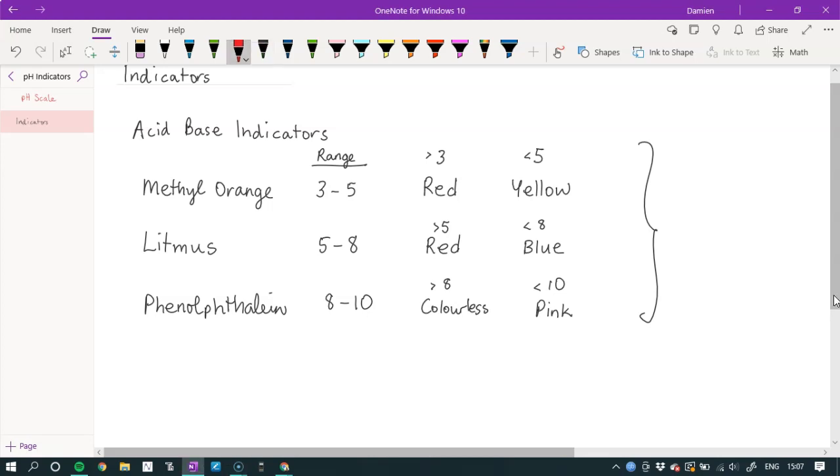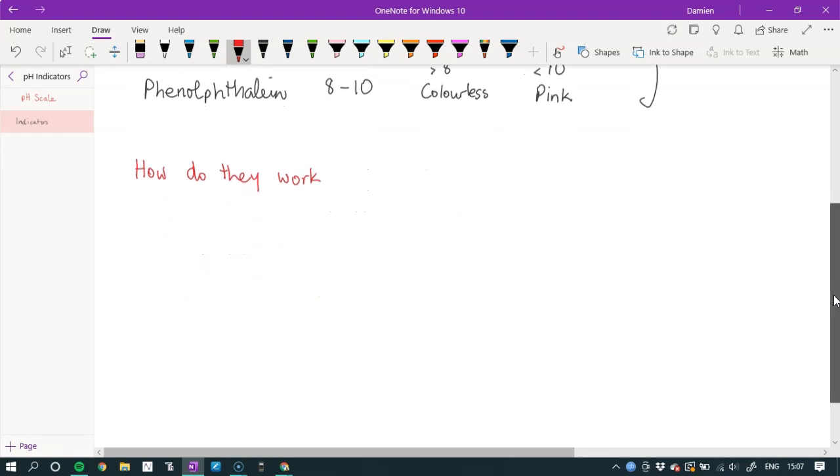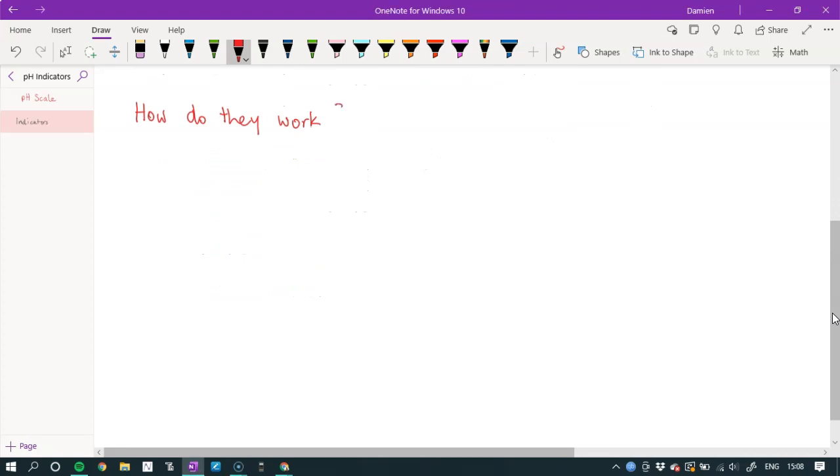Sometimes you may be asked, how do indicators work? So let's have a look at an example using litmus. The first thing to note is indicators are generally acids. But they're weak acids. And when we use them in a titration, it doesn't really matter. It's not going to throw off the titration because we only use 1 or 2 drops of the indicator. So it doesn't affect the overall experiment. But again, the fact that they are weak acids means they are proton donors.